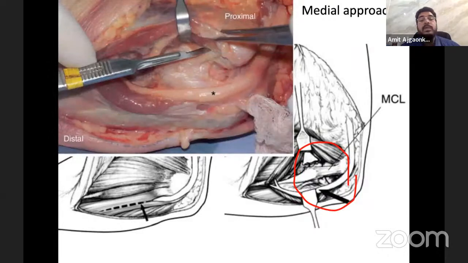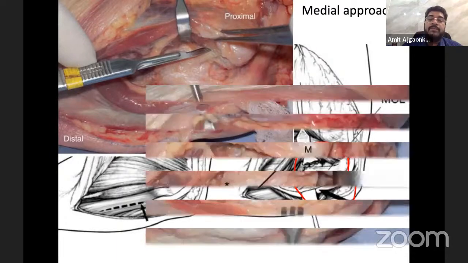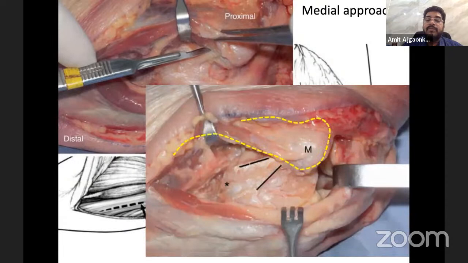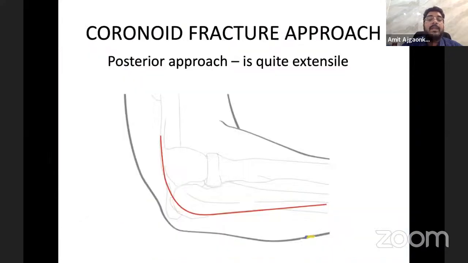You stick to the bone, and it's a direct sharp dissection from the bone, and you go down on the anterior bundle of the MCL. This is the way you do it. You find the proximal, this is the common flexor origin along with the medial epicondyle.